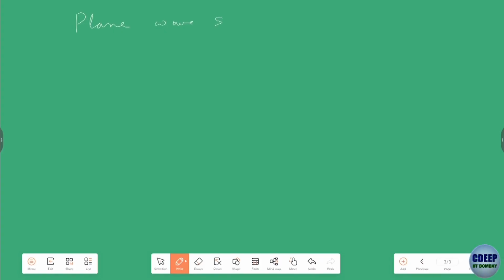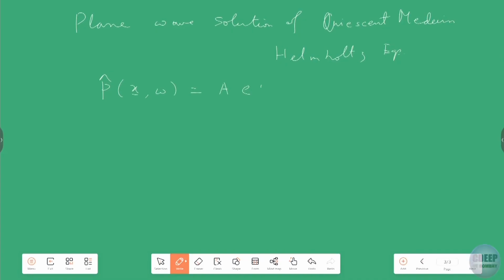solution of the quiescent medium Helmholtz equation. And we are proposing that p hat of x, omega is A e to the power minus i kappa dot x. So how do we see that there is a plane wave?